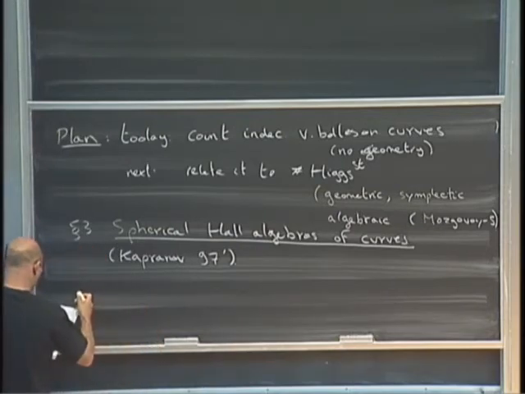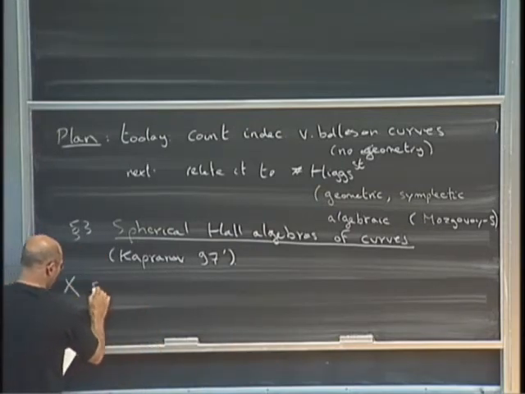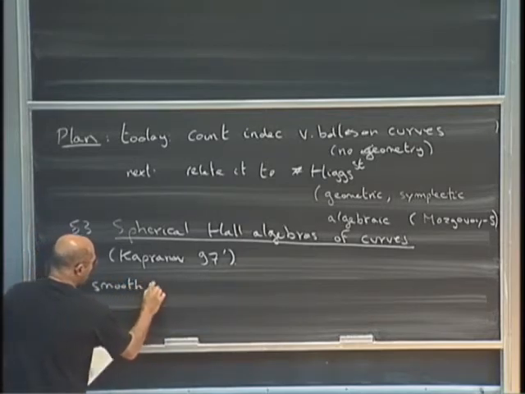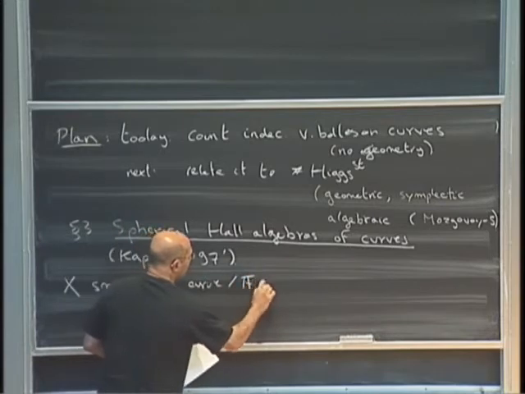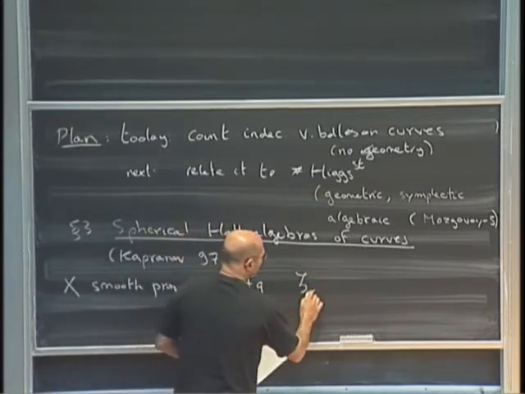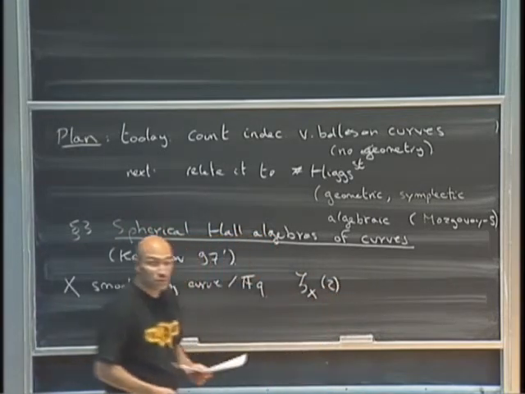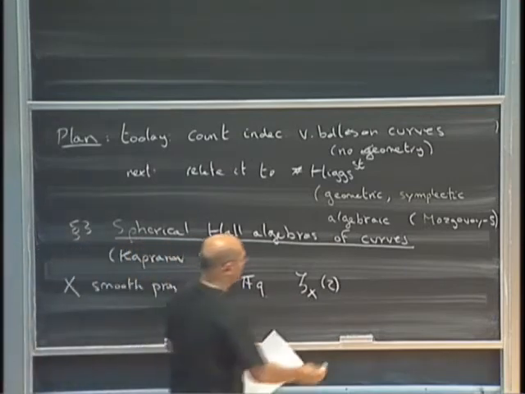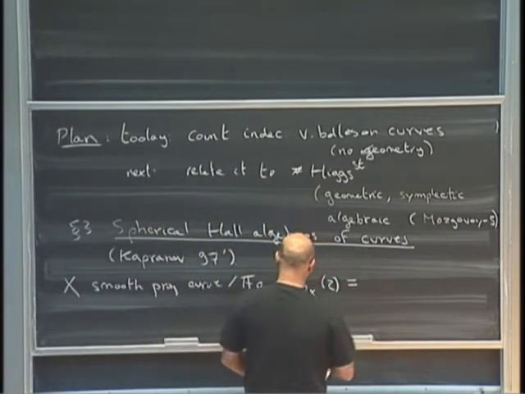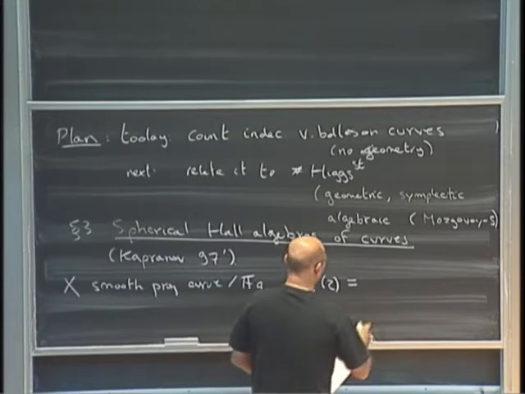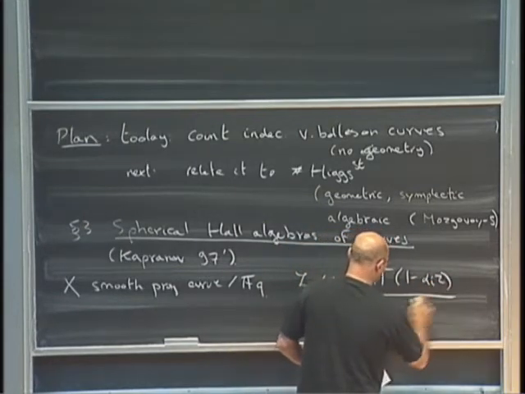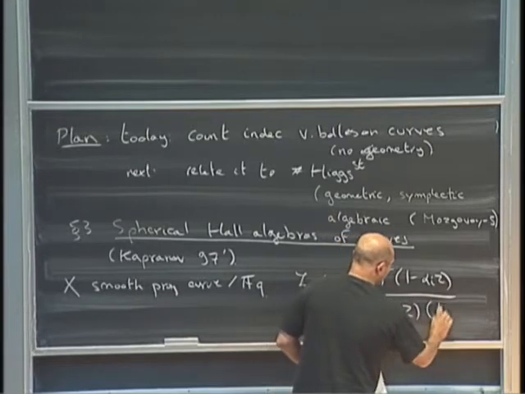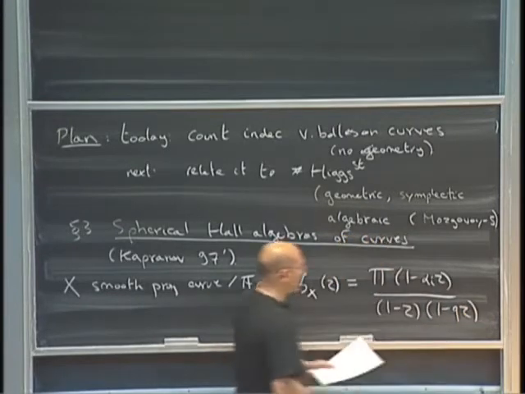Okay, so let me fix some notation. X is our smooth projective curve over F_q. Let's write the zeta function of X. This is all we will need about X. So the dependence on X is rather small for these spherical Hall algebras. The numerator is the product of 1 minus alpha_i z, and the denominator is 1 minus z, 1 minus qz.